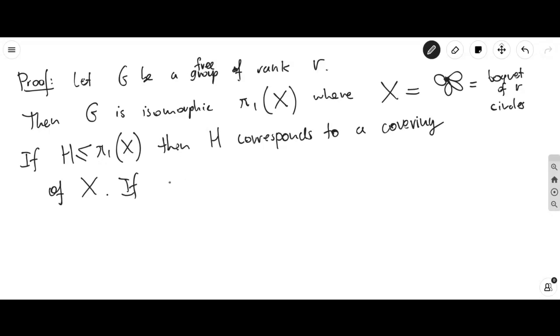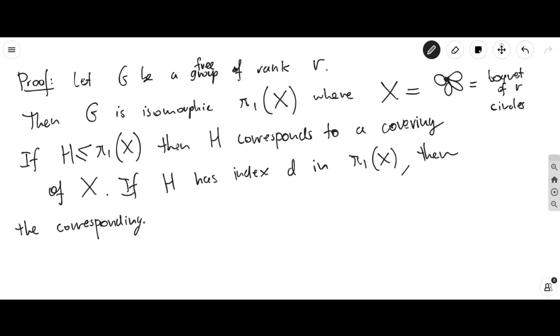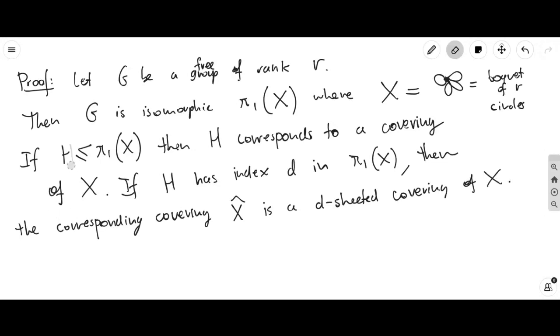So if H has index d in the fundamental group, then the corresponding covering, let's call it X hat, is a d-sheeted covering of X. So if you have a subgroup of the fundamental group, then you can find the covering so that the fundamental group of the covering is, well, yes.